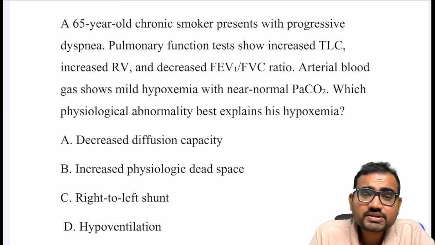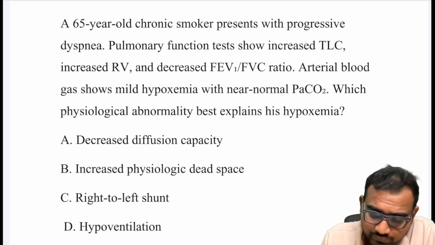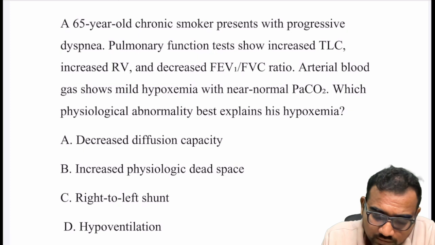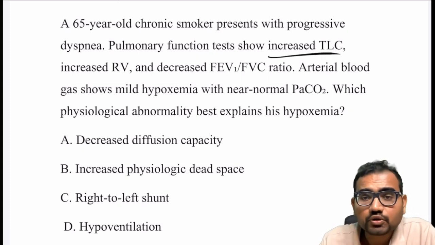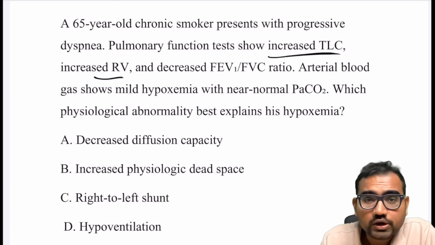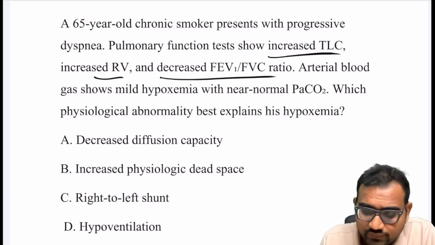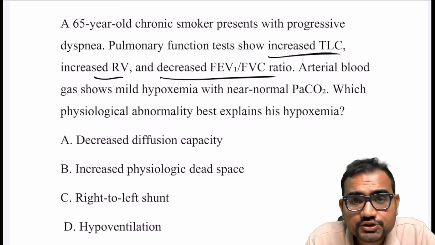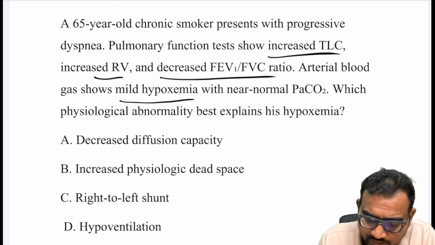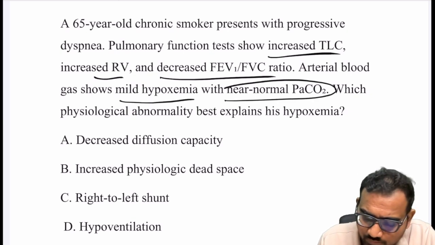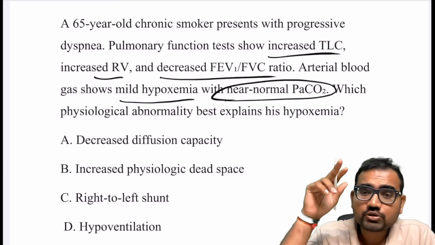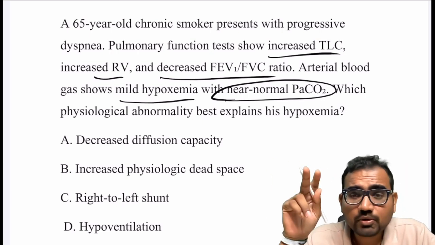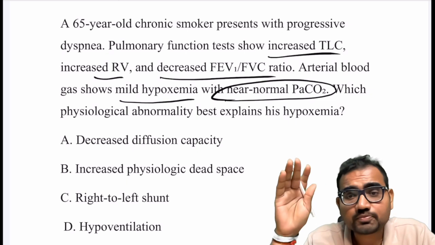Okay, so this case: a 65-year-old chronic smoker. The patient has increased TLC, total lung capacity, increased residual volume, decreased FEV1 to FVC ratio, mild hypoxemia, and a near normal partial pressure of carbon dioxide. So moving back to the morning session, we talked about what the ventilation to perfusion ratio is.